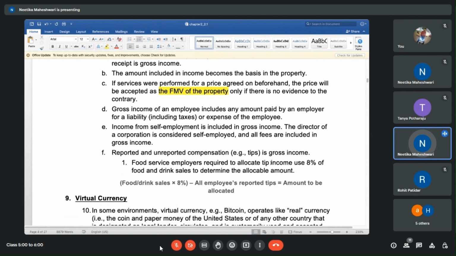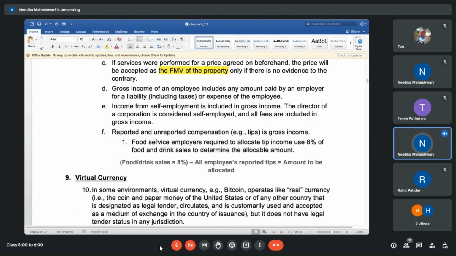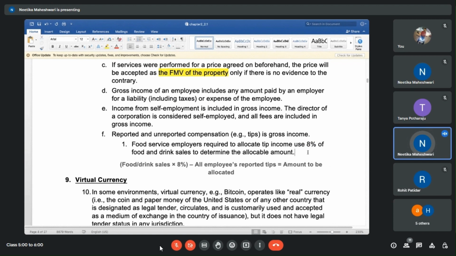Okay. And they've just given an example that in the restaurant business, if tips are given, then how do you allocate tips to the food and drink sales, and usually they say just take 8%. That's again not necessarily what customers are paying. Some may be paying 10%, 15%. Some may pay zero, or some may put only 2%, 3% as tip. But for the sake of simplicity, IRS has given 8%.